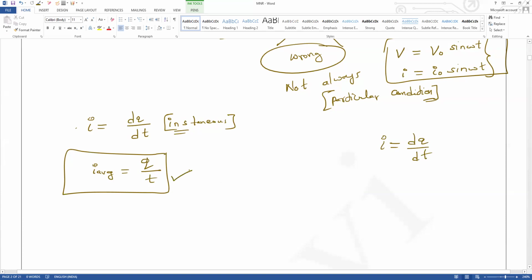This is I average. Yes or no? So we all know I is equal to dq by dt. Now let me write this as dq is equal to I into dt. Apply integration. That is only what will give you the total.